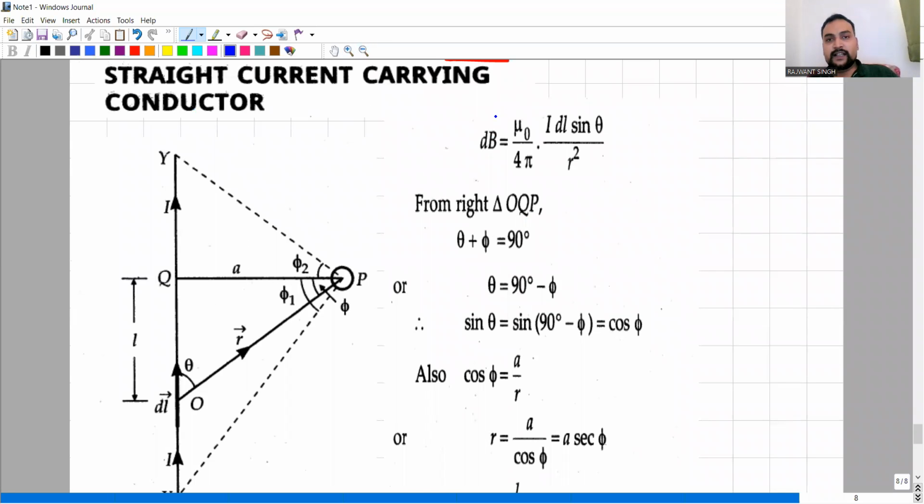Okay, so we will start with the Biot-Savart law. This is our Biot-Savart law. This is dB is equal to mu naught by 4 pi I dl sine theta by r square.